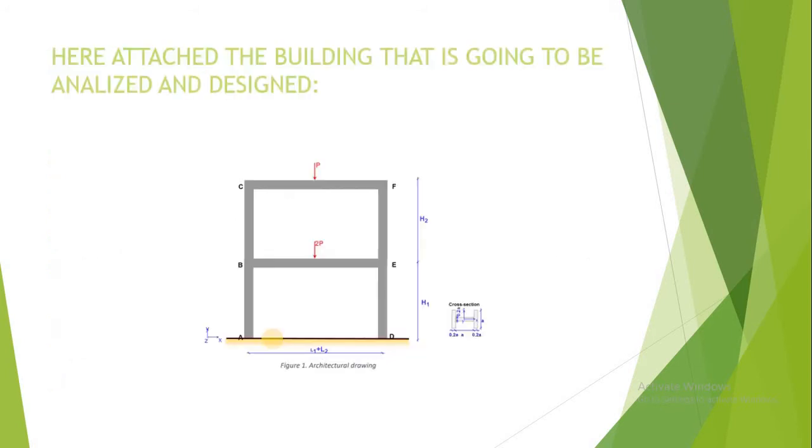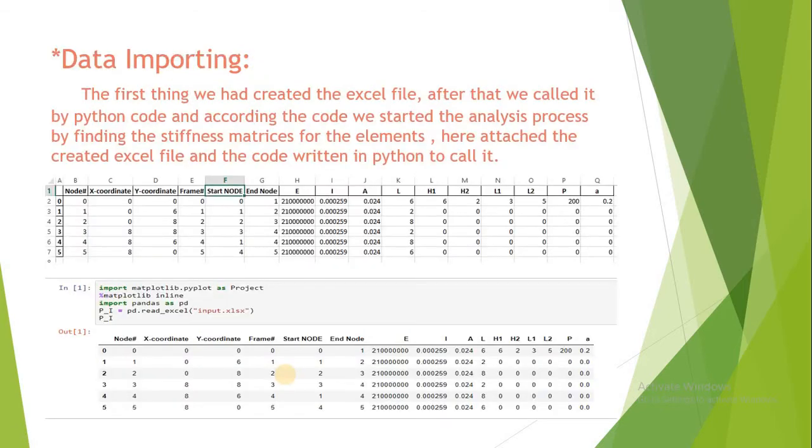Here is attached our 2D architecture drawing, and here is attached the cross section used in our project. The first thing, we created the Excel file and put inside it the whole project properties, from the node number, frame number, starting node, and other cross-sectional properties. After that, we wrote the code just to import the Excel file.